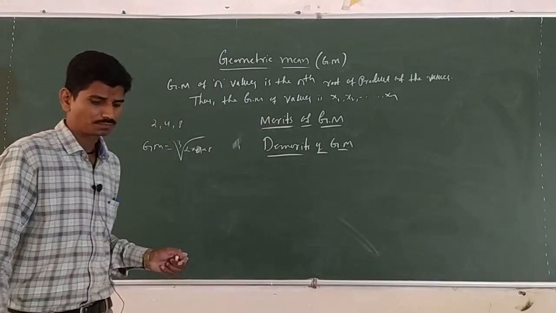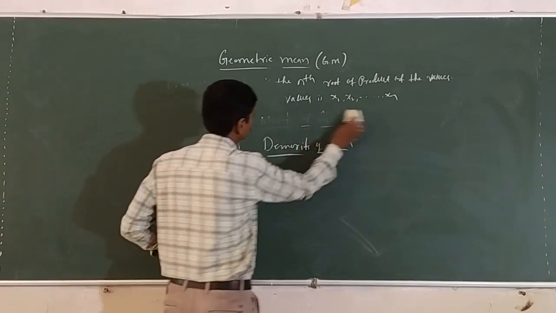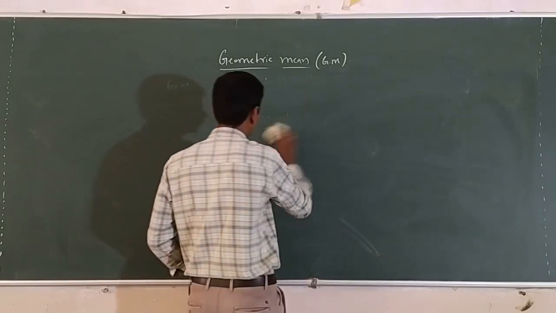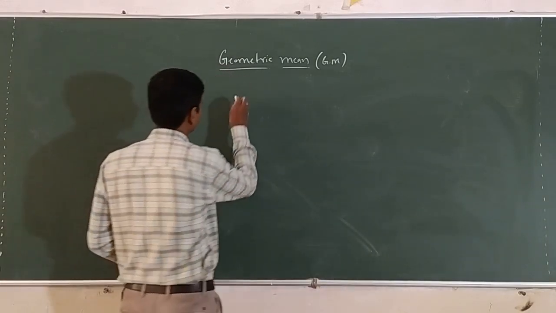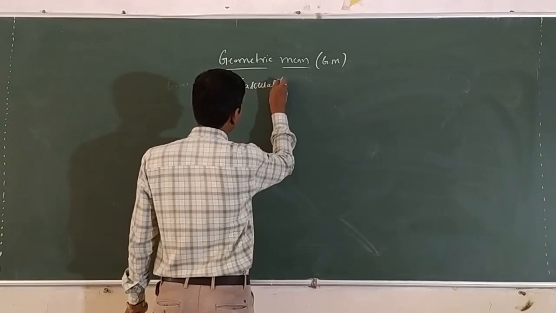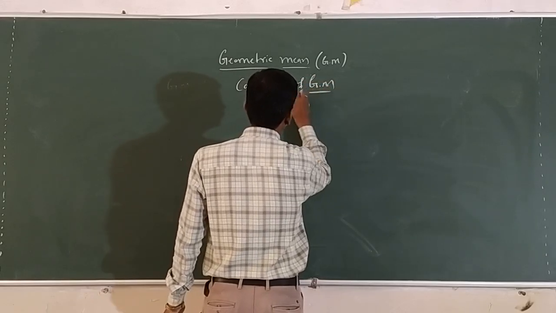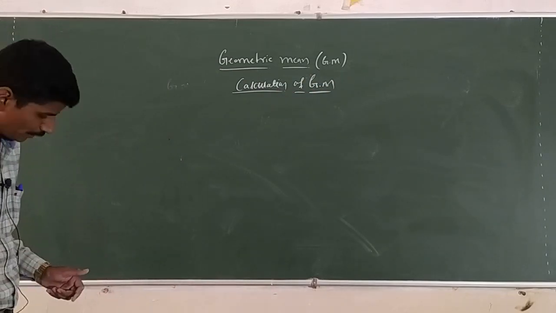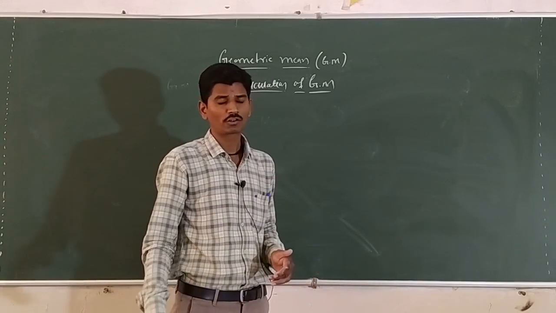Okay, the next one is calculation of geometric mean. See here, calculation of GM, geometric mean. While calculating geometric mean, there are totally two cases. One is the grouped case and another one is the ungrouped case.